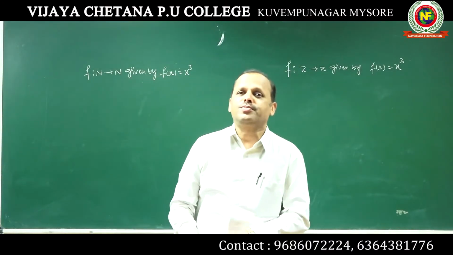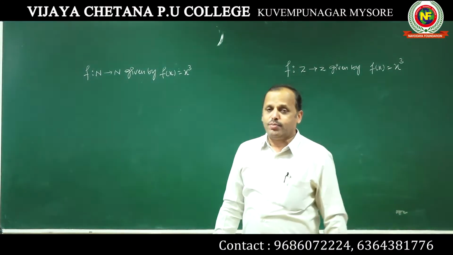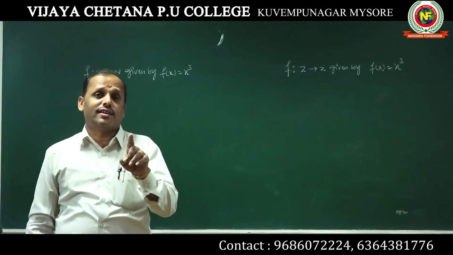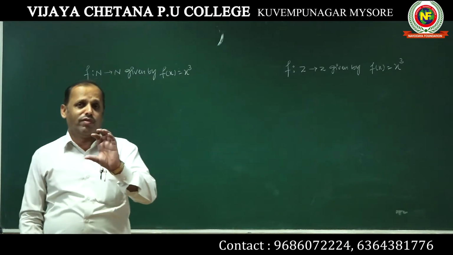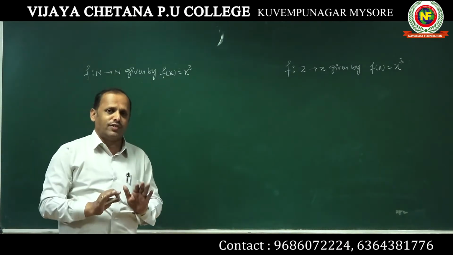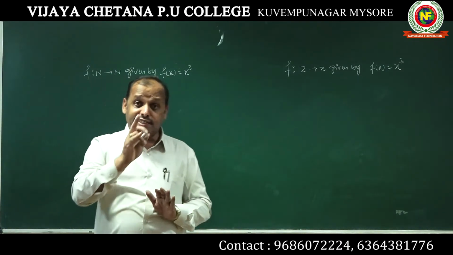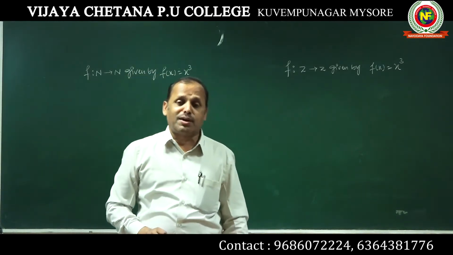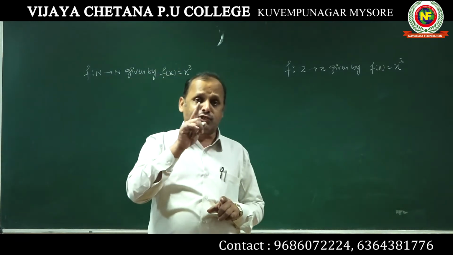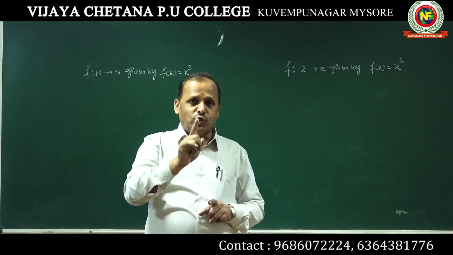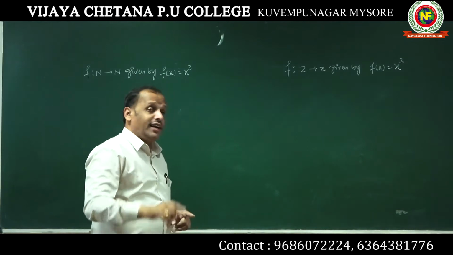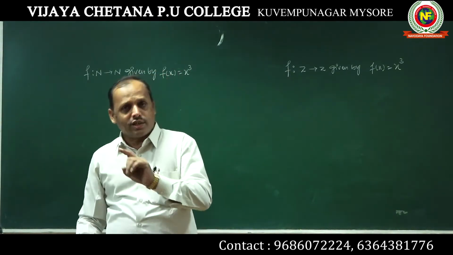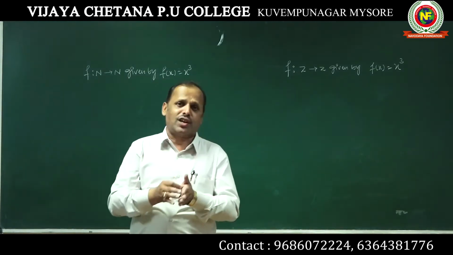Good morning, students. In the previous class we discussed some questions on whether they are 1-1 or onto. We took some functions, especially f of x equals x square, and discussed it. f of x equals x square from natural numbers to natural numbers is 1-1. Otherwise it is not onto for natural numbers.